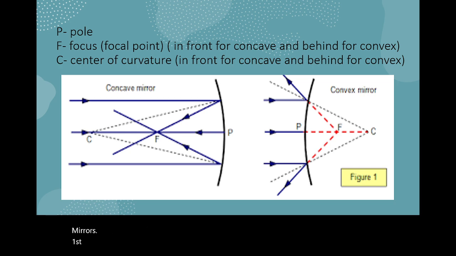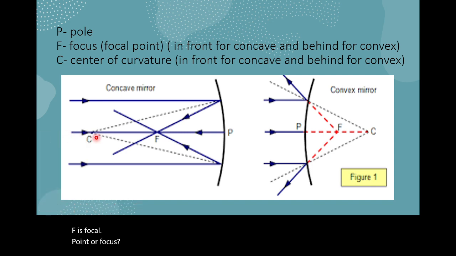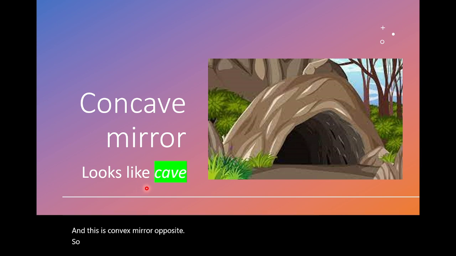First one is concave and the other is convex. We know P is the pole of the mirror. The other letter used for P is M. F is the focal point or focus, and then C is the center of curvature, simply center. So this is a concave mirror, this looks like a cave, and this is a convex mirror, opposite. So see, a concave mirror looks like a cave.